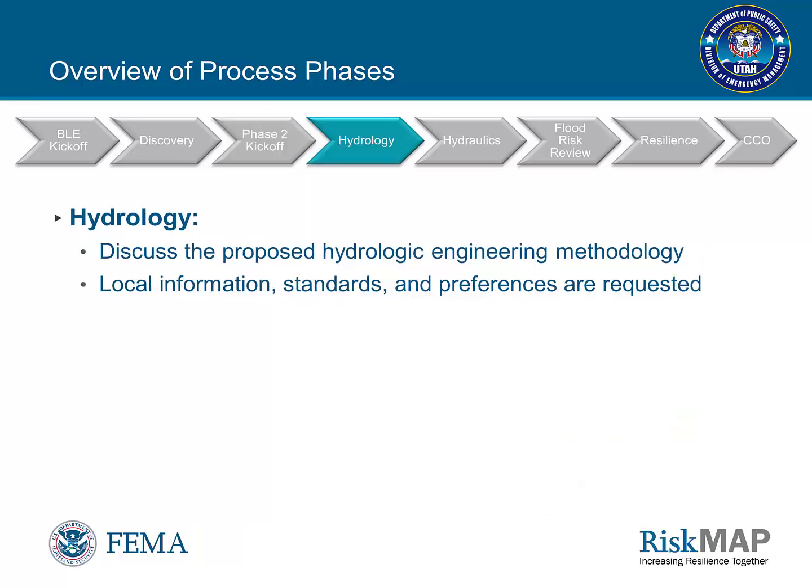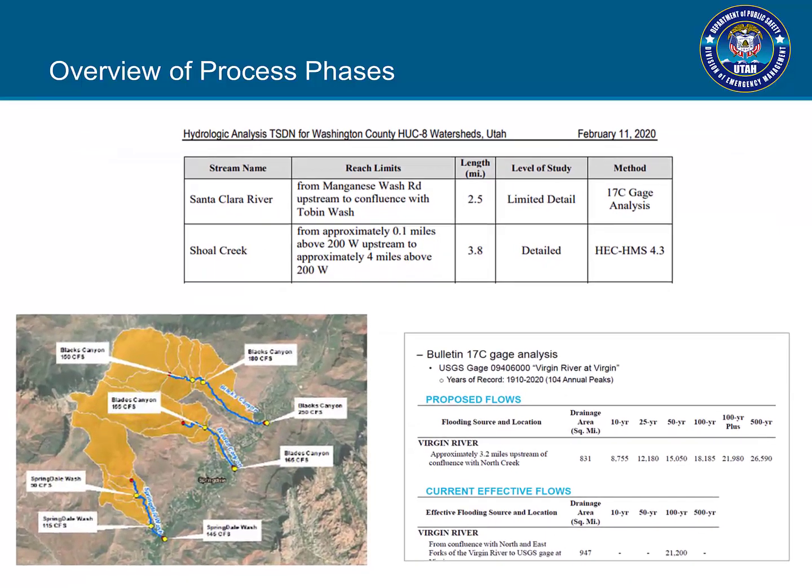During the next phase, hydrology, the first portion of the engineering analysis is completed, and at the end of this phase, the community will receive a hydrology report and supporting model data for review. Think of it as a chance to sample the cake fresh out of the oven. It's key for communities to review this hydrology information and provide feedback on the flow rates that will be used for the hydraulic modeling.